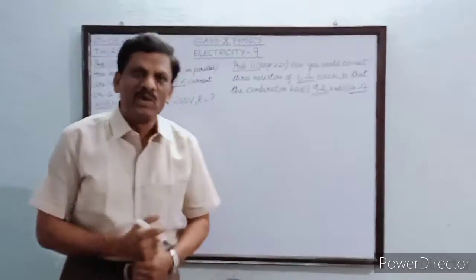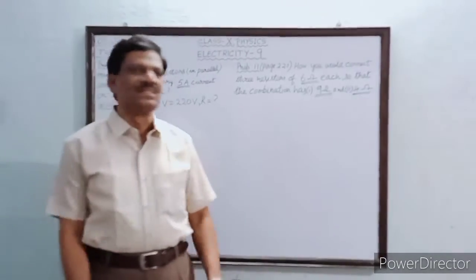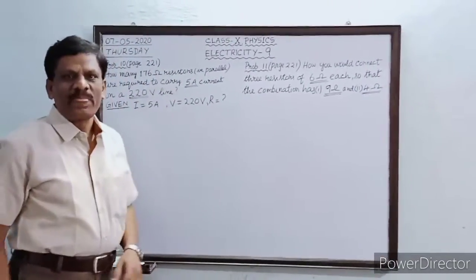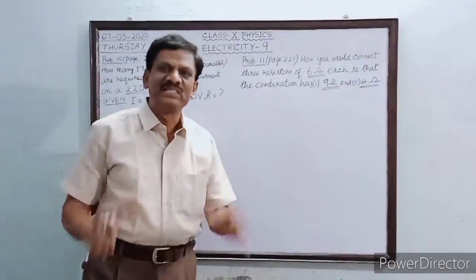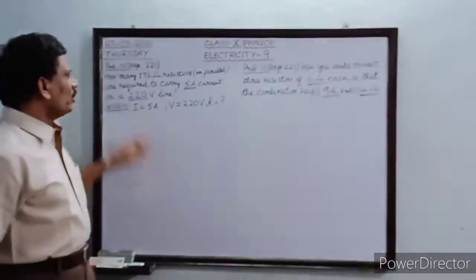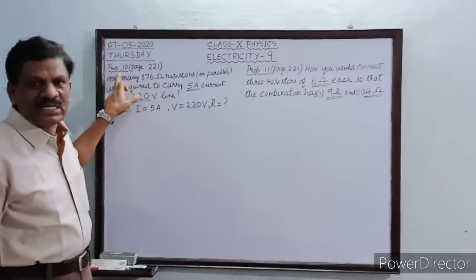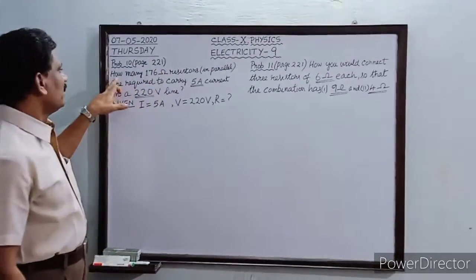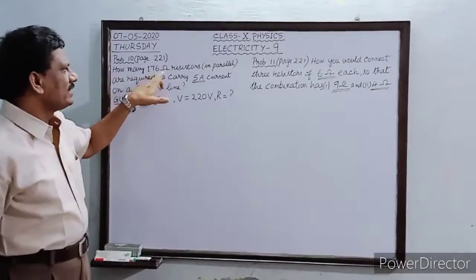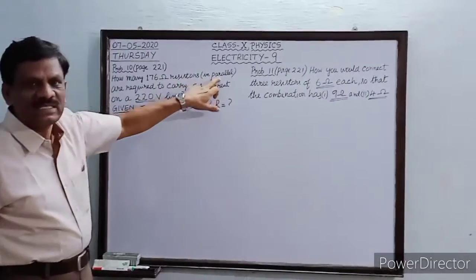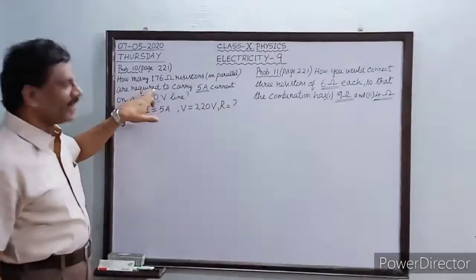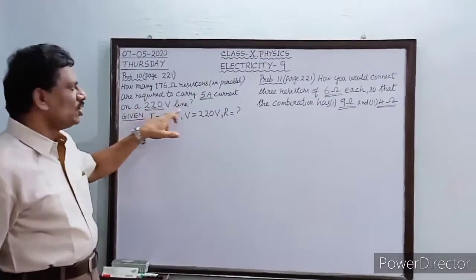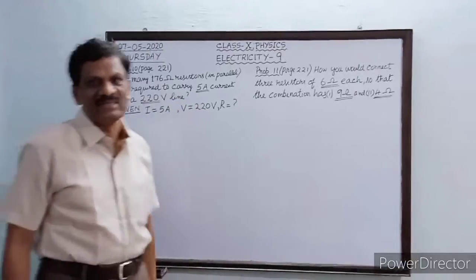I am going to explain to you how to solve the numerical problems in this chapter, Electricity. So, this is based on Ohm's law and a combination of resistors. Look at problem number 10 given on page number 221. How many 176 ohm resistors connected in parallel are required to carry 5 ampere current on a 220 volt line?